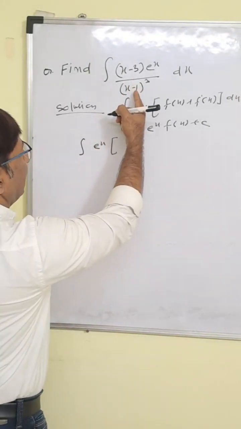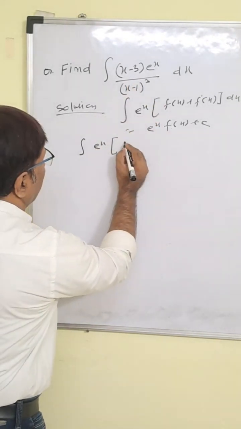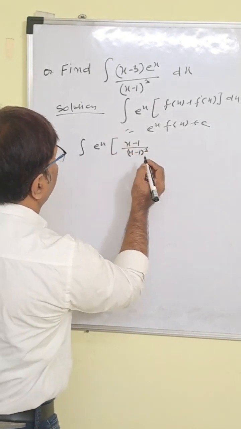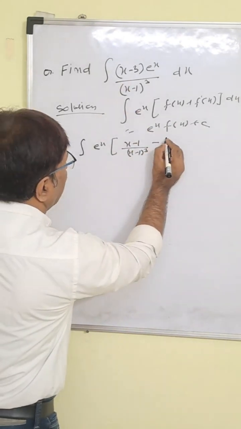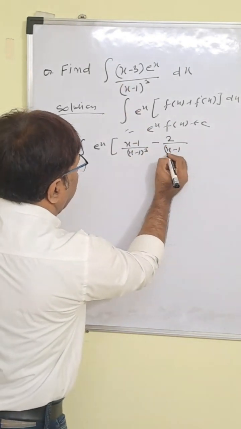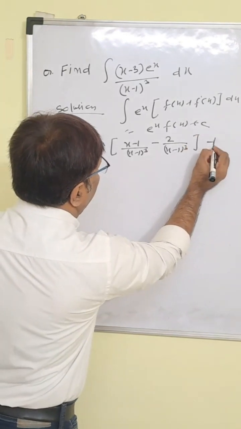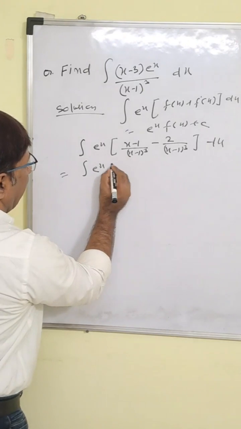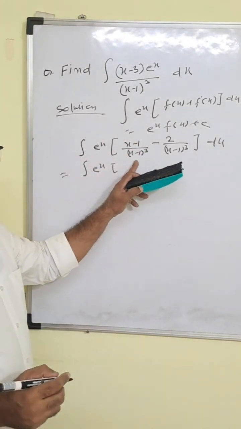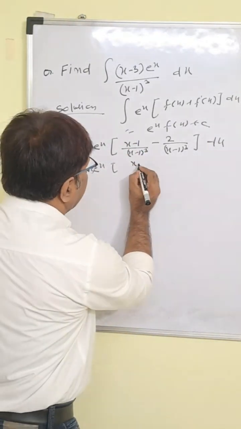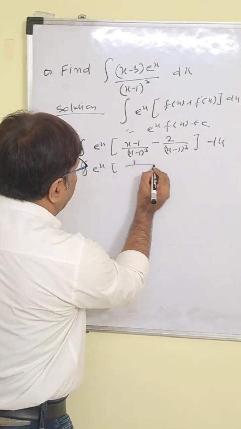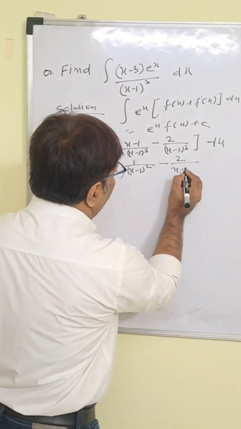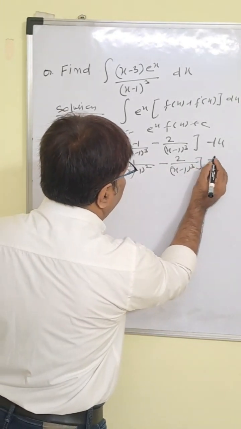Here (x minus 3) upon (x minus 1) whole cube. So we can write (x minus 1) upon (x minus 1) whole cube, and now here x minus 3, so this is minus 2 upon (x minus 1) whole cube dx. Now you can see integration of e^x, and here we can write 1 upon (x minus 1) whole square, and this is minus 2 upon (x minus 1) whole cube dx.